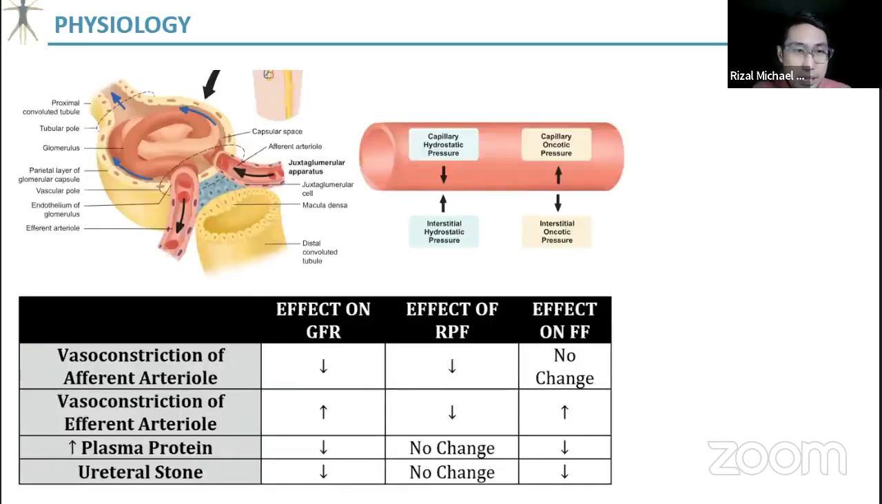Okay. So dito na ngayon papasok yung importance ng table na to. So in this table, you have to be familiar with the Starling forces, right? So the capillary hydrostatic pressure pushes fluid out. So filtration siya. Your interstitial oncotic pulls fluid out of the capillary, so filtration din siya. Your capillary oncotic pulls fluid in. Okay, so against filtration siya. Your interstitial hydrostatic pressure pushes fluid in to the capillaries, so against filtration siya. So that is very important, for example, in this table.